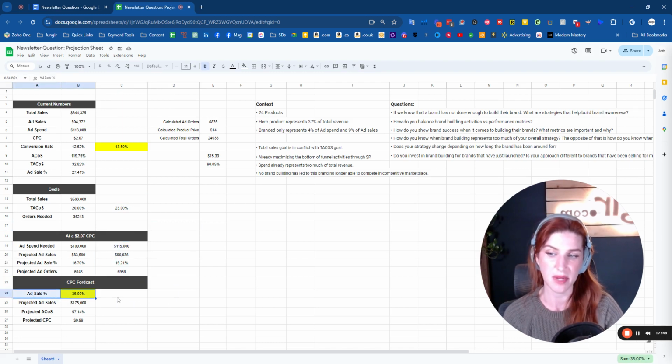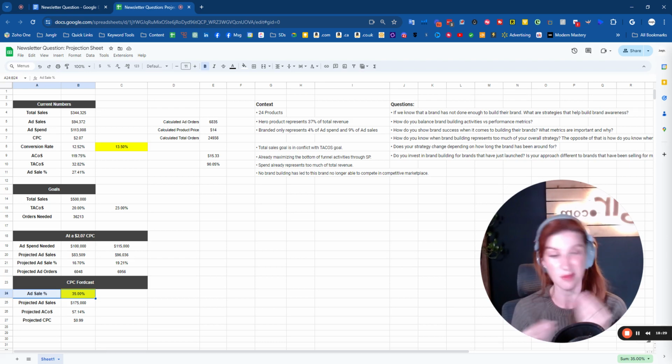So if we're able to bump it up to, say, a 35% ad sale percentage, which I would still consider pretty low in today's market, if we're being honest, we would be looking at an ad sale projection of this. This is very simply 35% off of this total sales. That means if we're doing this projected ad sales at this projected ad spend, we would be at a 57.14% ACoS number. Because the higher your ad sale percentage goes, the closer your ACoS and your total ACoS metrics are going to be to each other.